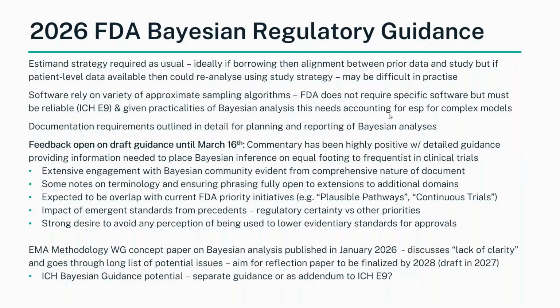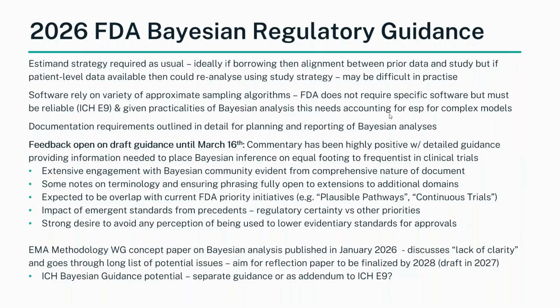In terms of the negative feedback, which I think there isn't really that much of, there are some notes on terminology and on ensuring that the phrasing is open. There's always concern that traditionally regulatory documents are quite close-minded, and that means sponsors are quite afraid of bringing things forward. I would say the language is open, but there are some areas where maybe just keep it open, and make sure that future usages of Bayesian statistics aren't hampered by the language, rather than just focusing on the ones that are already successful, like borrowing and such.